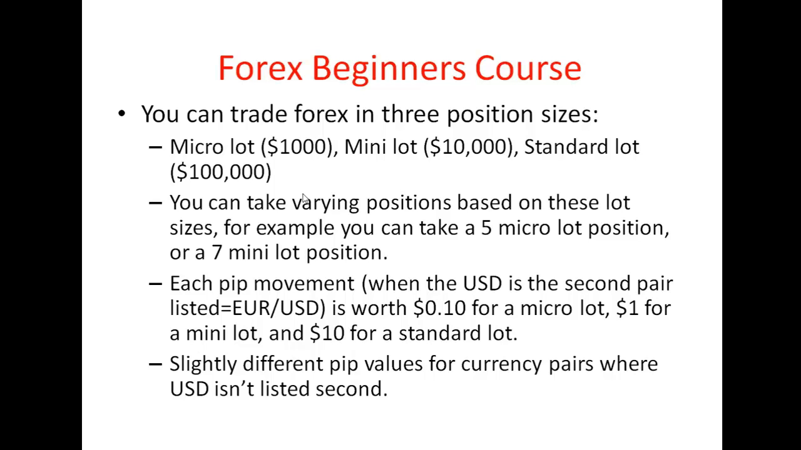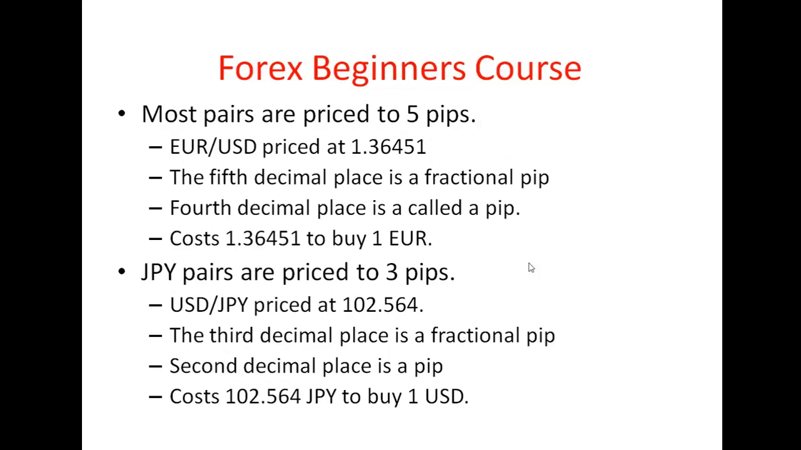Each pip movement is worth 10 cents for a micro lot, $1 for a mini lot, and $10 for a standard lot. So let's use the Euro USD: if this price goes from 1.3645 to 1.3646, that means it's moved up 1 pip. Depending on which side of the trade you're on, you're either going to make or lose 10 cents if you have a micro lot position, $1 if you have a mini lot position, or $10 if you have a standard lot position.